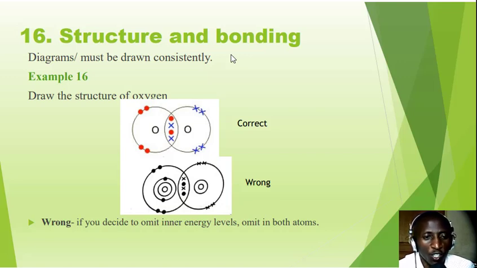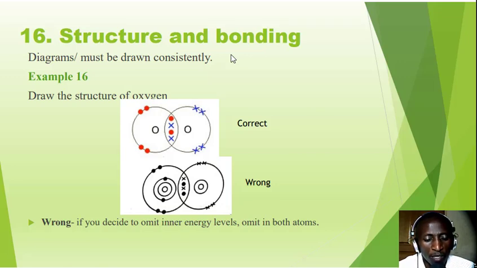However, if you look at the second diagram, we have some kind of inconsistency, in the sense that the student did show the 2 electrons in the first atom which are not involved in bonding, but omitted to show the inner energy level electrons in the second atom. So that is a form of inconsistency and it is wrong. So let there be some consistency. If you decide to put the innermost electrons, even if they are not involved in bonding, in one atom, they must appear in the other atom that is bonding.